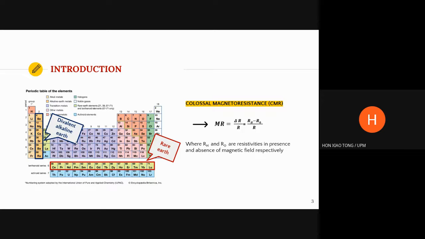And one of the interesting properties of manganite material is their colossal magnetoresistance, which refers to the phenomenon where the material will experience changes of resistivity when an external magnetic field is applied. And it can be calculated by using the formula below. MR equals ΔR over R equals RH minus R0 over R0, where RH and R0 are the resistivity in the presence and absence of magnetic field respectively.